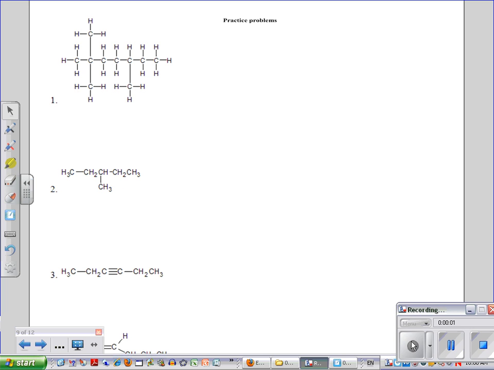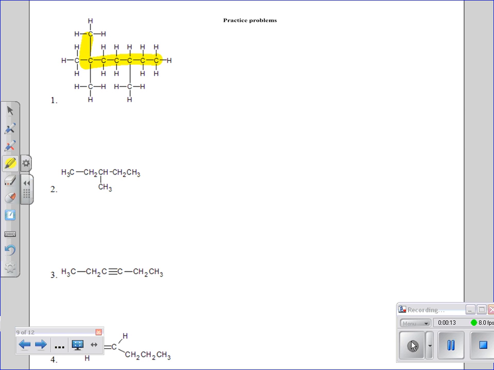Now, example time for our organic nomenclature. So the first thing you're going to want to do is identify your longest continuous chain, and there are a couple of different ways I could look at this. Maybe I want to say something like that. So there we have, how many carbons would we have in that case? 7. And they're all single bonds.